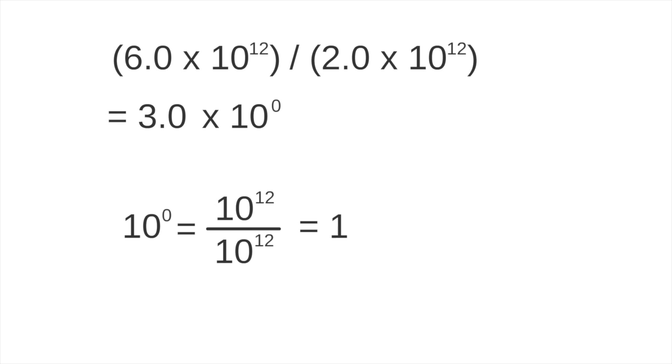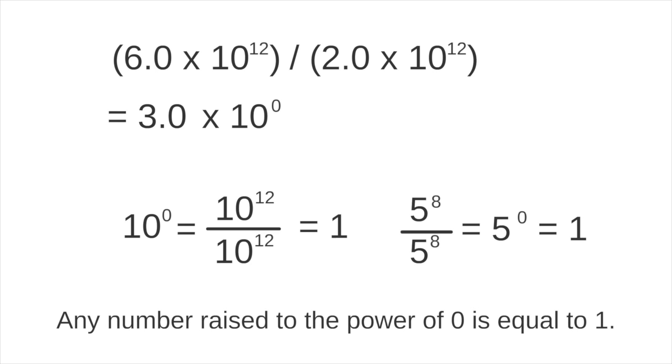This is not special to 10. You can take any base raised to an exponent and follow the same logic. To divide 5 to the 8th by 5 to the 8th, you subtract the exponents to yield 5 to the 0. And we know that 5 to the 8th over 5 to the 8th equals 1, so 5 to the 0 must equal 1. Any number raised to the power of 0 equals 1.